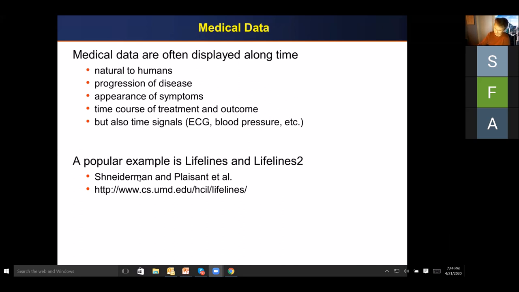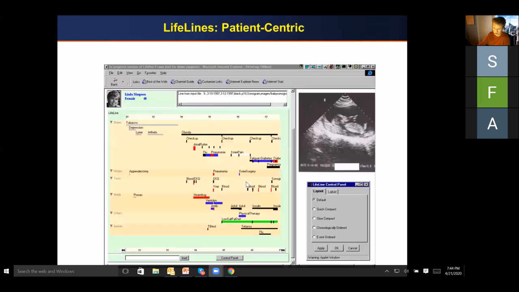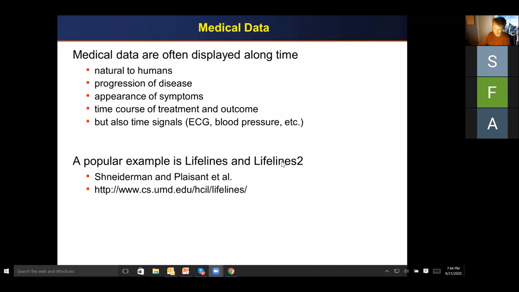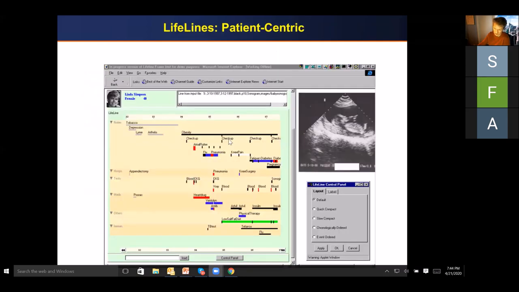Ben Shneiderman, we've talked about him, it's like the third time we've shown some work of his. He's a really productive person and has left a big footprint in the area of visualization. He has come up with something called Lifelines 1 and Lifelines 2. This is essentially medical data plotted along a time chart. You can see the tests they took, the medication, how long the medication was taken, the symptoms, and the measurements that you took. You can relate everything together.